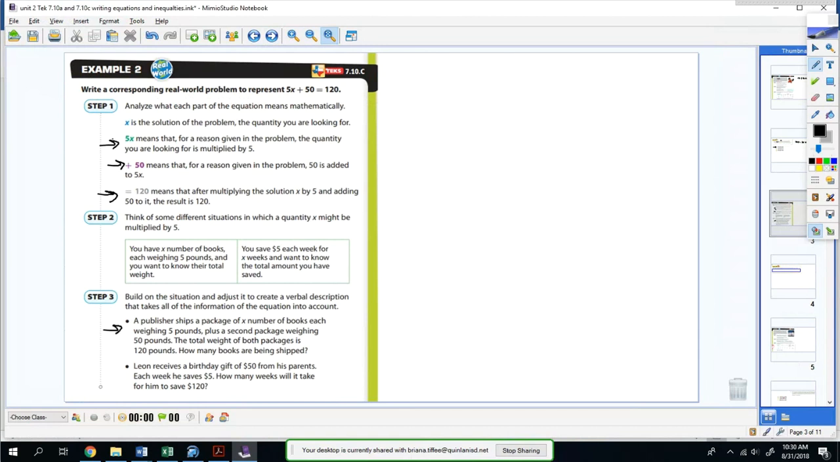A publisher ships a package of X number of books, each weighing 5 pounds, plus a second package weighing 50 pounds. The total weight of both packages is 120 pounds. How many books are being shipped? Okay, so they state their variable, which is X. They say X is 5 pounds each. So there's your 5X. Plus the 50 pounds for a second package, equaling a total of 120. Very simple, easy to use word problem.